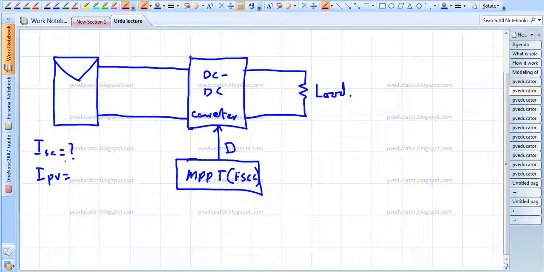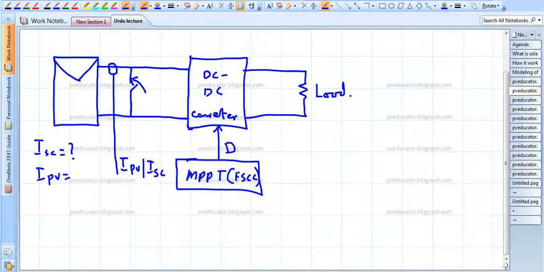So to find out this ISC, we can use a static switch here, and we have our current sensor here. This gives us IPV as well as ISC. At the starting instant, when we need to measure the short circuit current, we will close this switch. When this switch closes, the panel will be short circuited, and during that time no power will go to the DC to DC converter. So we will store this value of ISC.